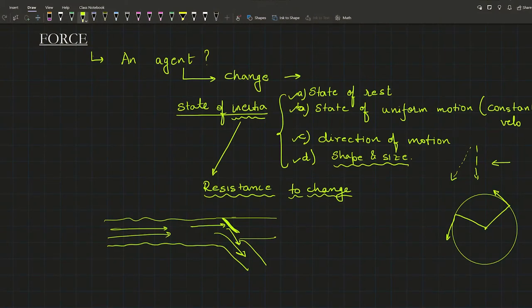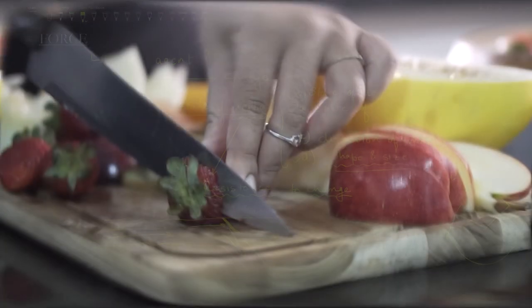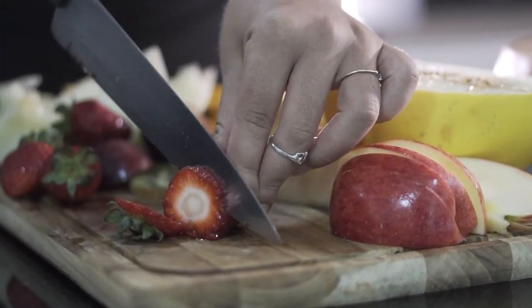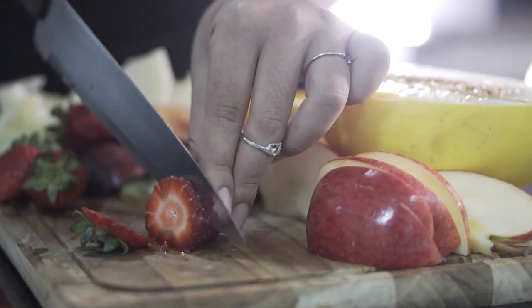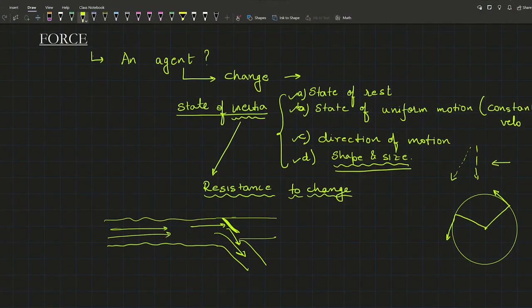Similarly, if you try to change the shape or the size of anything, you will have to do some activity or some work on it, isn't it? You will not be able to see something changing its shape on its own. That's what we say, that everything will have a resistance to change. For example, you have a vegetable, potato, tomato, something like that, and you want to cut it into small pieces. Then you have to use your knife and apply some pressure on the knife to cut it, right? So the vegetable we are cutting is offering some resistance to change. You would have realized that every now and then if the knife becomes blunt, then you have to exert more force to chop the same vegetable, right?